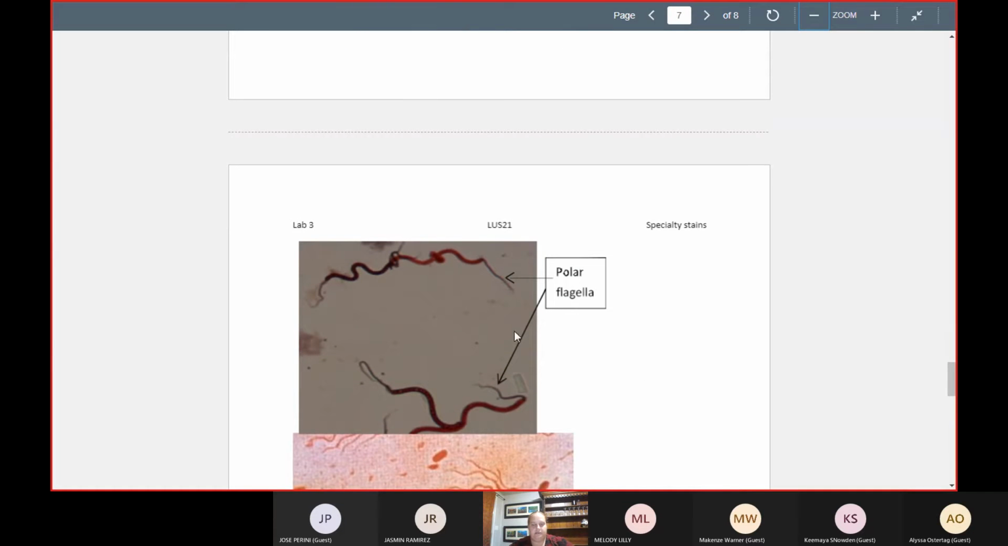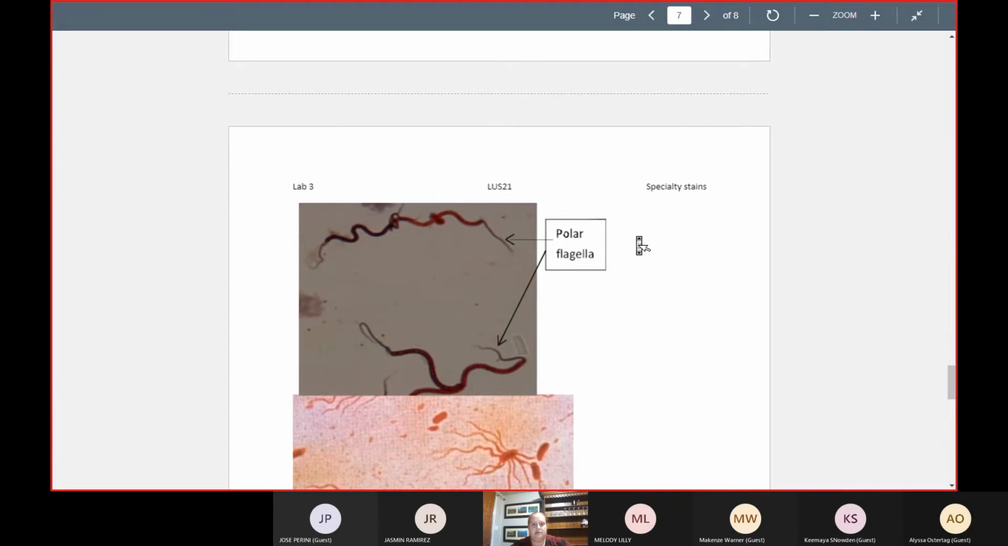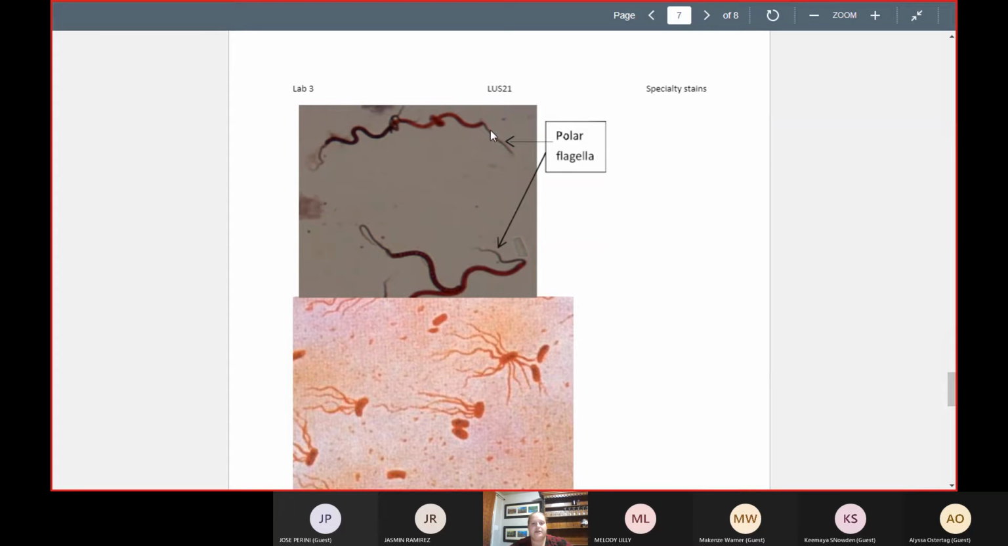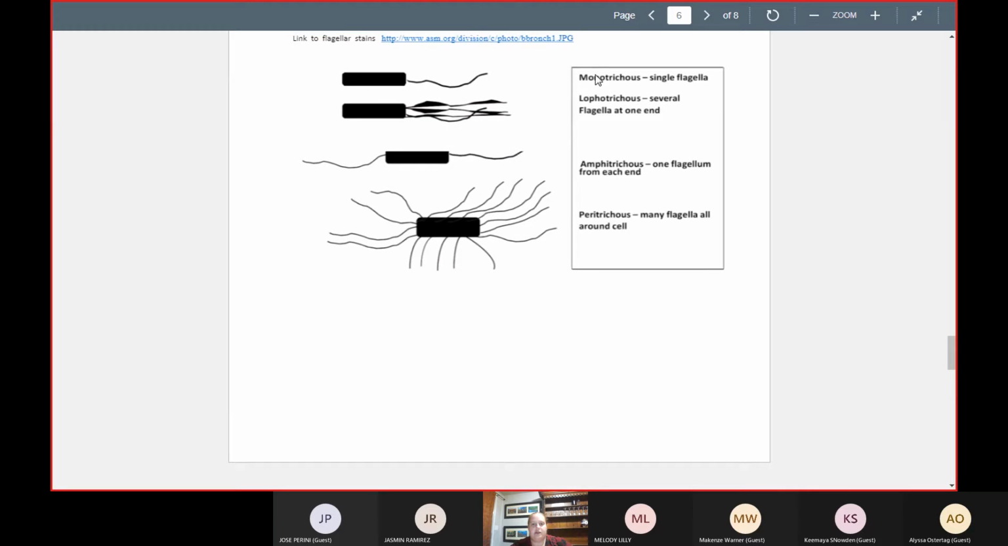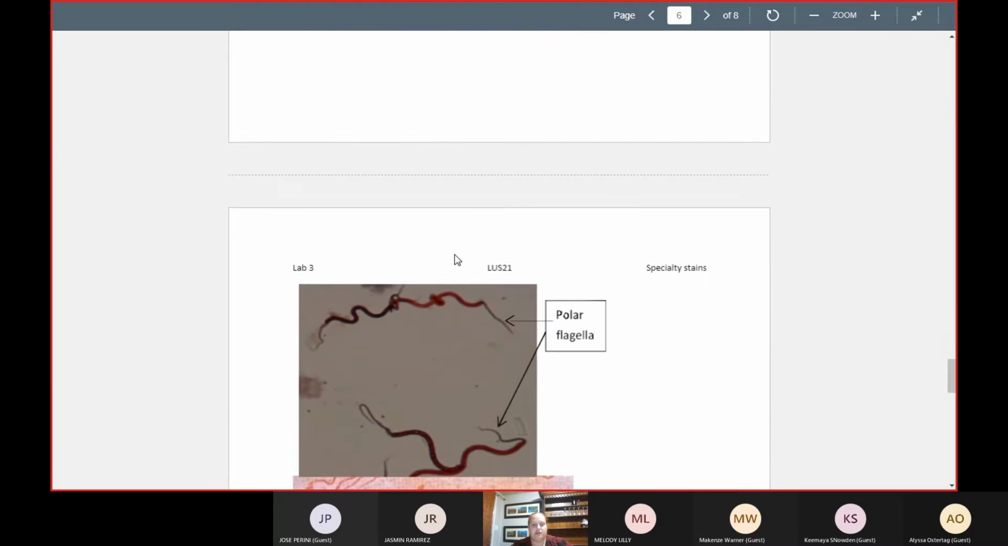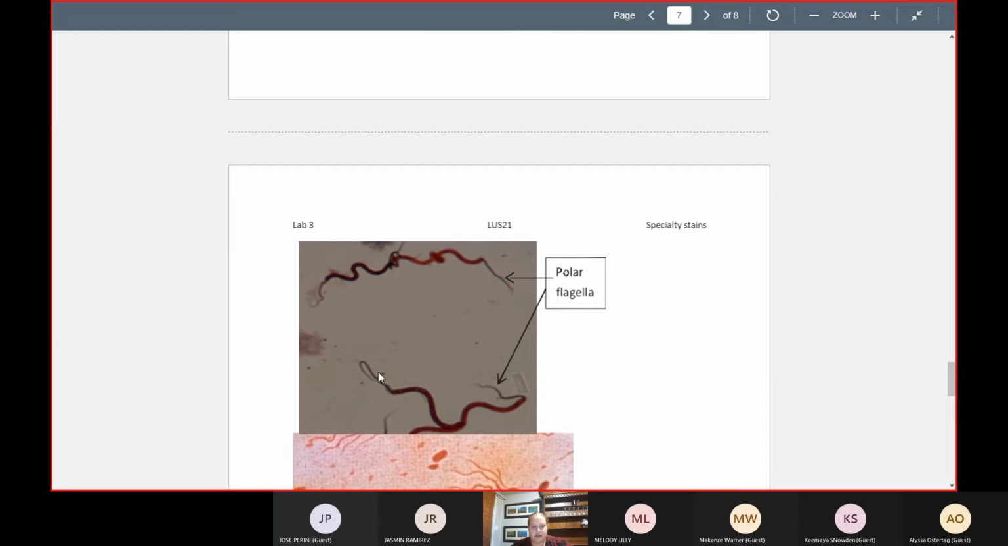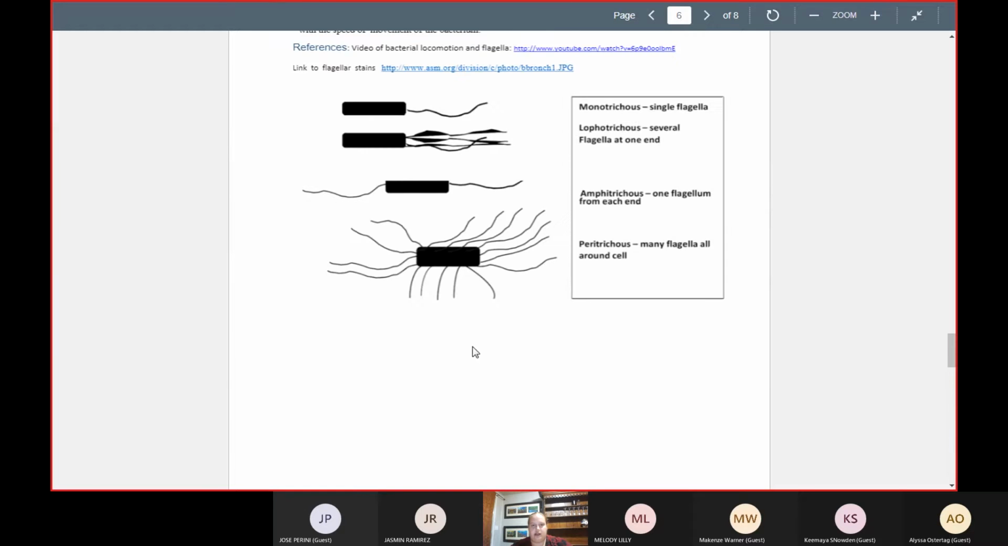This first picture here, if you're looking at the top of page 7, I think, you see that there's these thin thread-like features on the end of these cells. So this is going to be either monotrichous because it's sticking off the end, or amphitrichous. There's not many on one end, but if you look at this picture, you can't actually tell if they're sticking off both ends because you can't really tell where these bacteria end, or if they're only sticking off one end. So I would take an answer of amphitrichous or monotrichous for this particular picture.